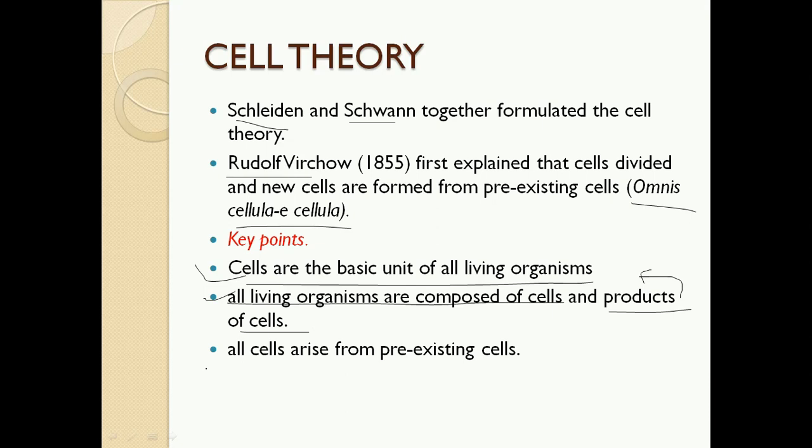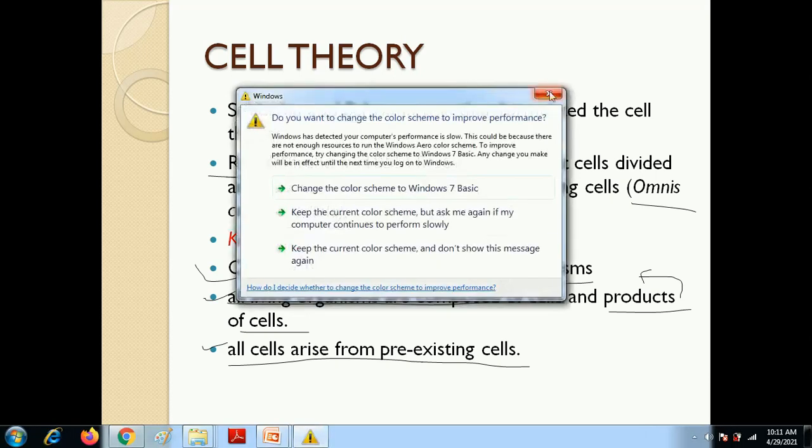And the third important key point, which is based on the discovery of Rudolf Virchow, is that all cells arise from pre-existing cells, right? It means the cells form by cell division. In the coming chapters we are also going to discuss cell division, how cells divide themselves and produce new ones. So in general we can say all cells arise from pre-existing cells. So this is about the cell theory.